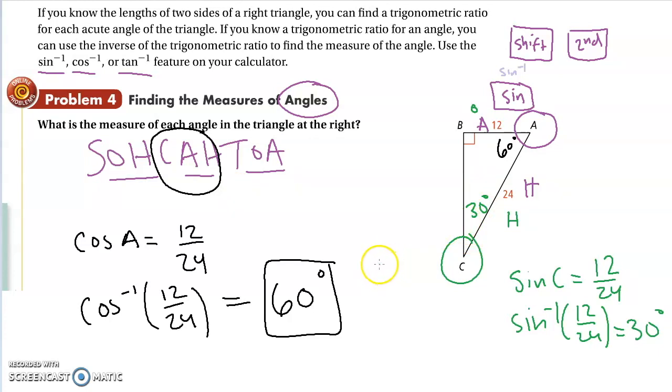And it's really not that difficult. You just have to know which one to use. Most of the battle is figuring out which one you're supposed to use. But remember, whenever you have to find the angles, you have to use the inverse sine, inverse cosine, or inverse tangent.